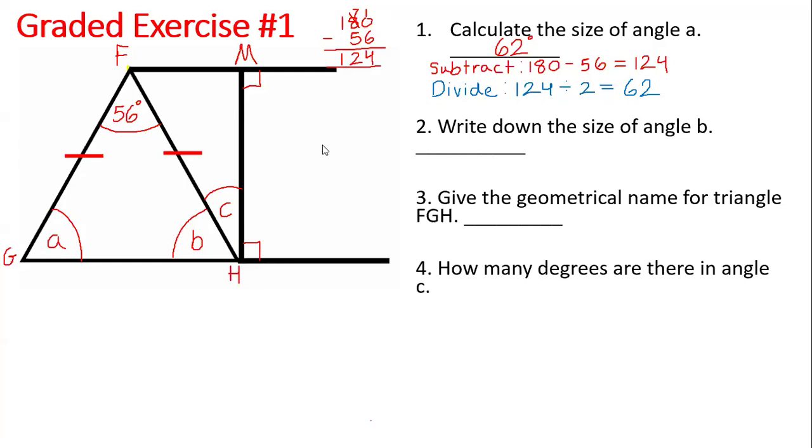Okay, next. Write down the size of angle B. What is B? 62. B is also 62 degrees. Why is that the case? Because it's equal. What type of triangle is it? Isosceles triangle. Thank you, Cleveland.